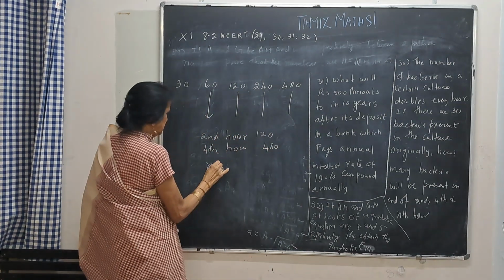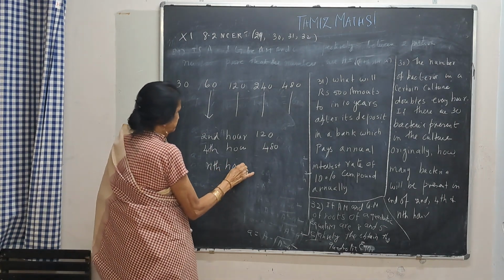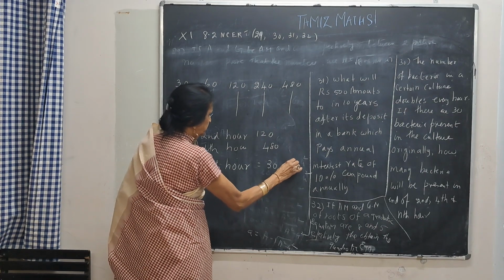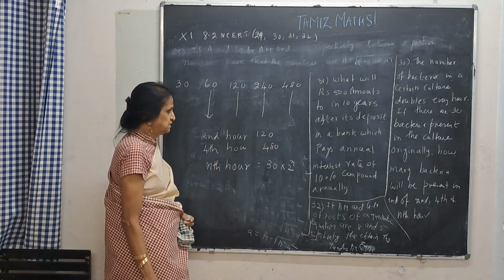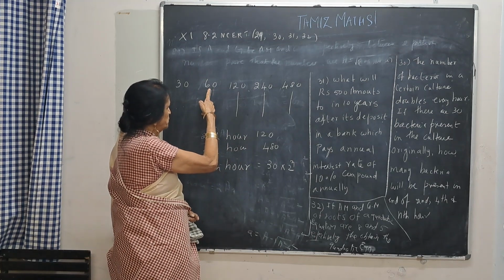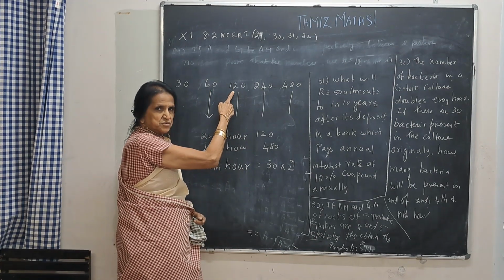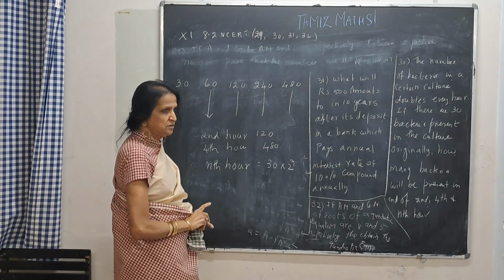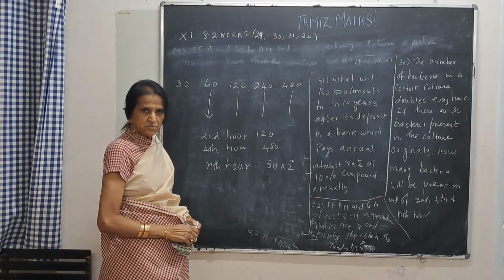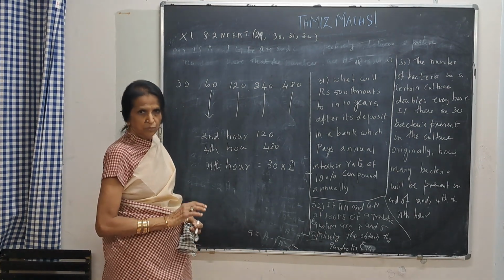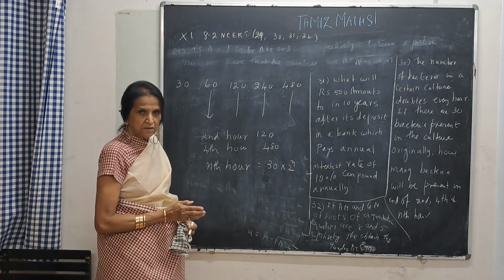So in the nth hour it will be 30 into 2 power n. This is 30 into 2, this is 30 into 2 square, isn't it? So that will be 30 into 2 power n. This will be the answer for question number 30. I hope everybody understands. Okay?